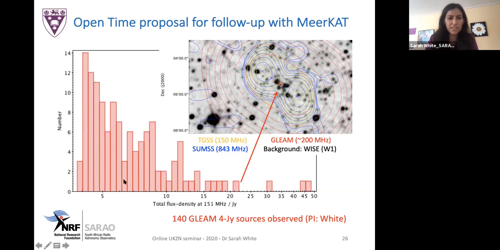And just point out that even though these sources are so bright, there's still a lot we don't know about them. As shown by the histogram here, we're talking about sources from 4 Janskys all the way up to 50 Janskys. But the existing information over the southern sky is quite bitty, and so we're trying to do this in a cohesive manner as much as possible.